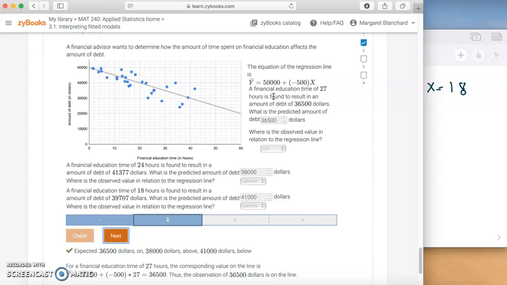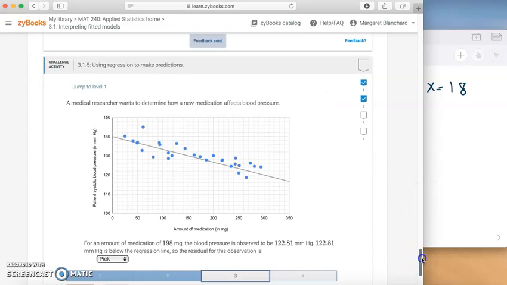So for example, let's say I have this class of new financial students that I just educated and I talked about how many hours I spent educating. I could then make a prediction for how much I think their debt would be based on the number of hours they had in education and financial security and whatnot. All right, let's go to the next section. If it'll let me click on next. Oh, there we go. All right.